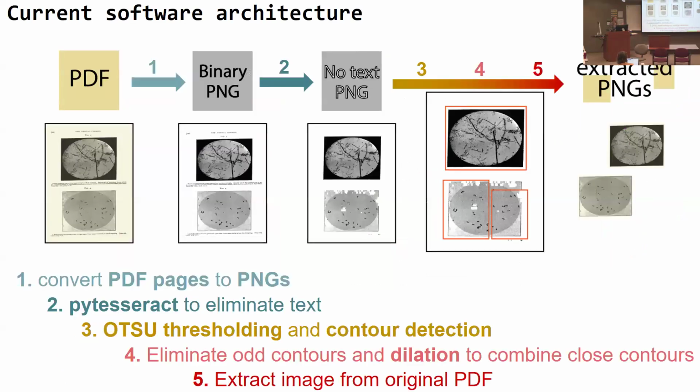This is our software architecture. In a nutshell, it has some images to help illustrate how this works. You give it a PDF and a PDF page, which might look something like that. That's from an older microbiology text. It converts the PDF pages to binary PNGs, which is an image file. And then once it's a binary, it's easier to use the rest of the architecture.